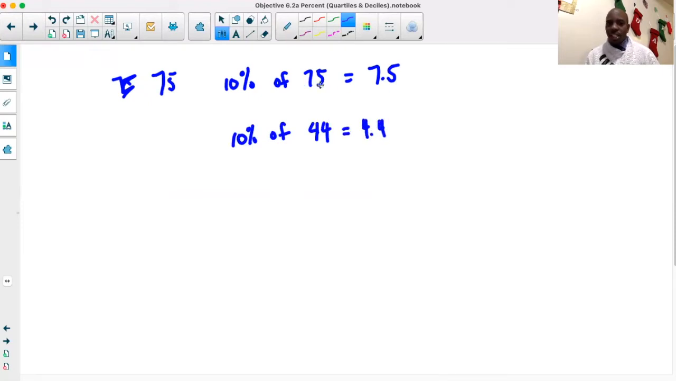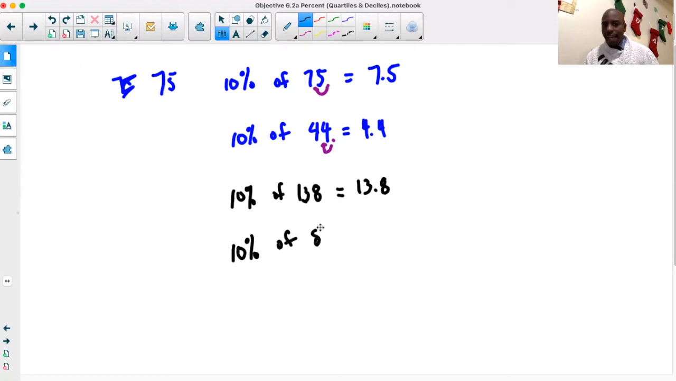Remember, we're moving the decimal, which is over here. Moving that decimal one space in to get 10%. One space in. Let's keep going. Let's try a couple other ones. 10% of 138. If you said 13.8, you are correct. That is 10%. What about 10% of 8? If you said 0.8, you are correct.